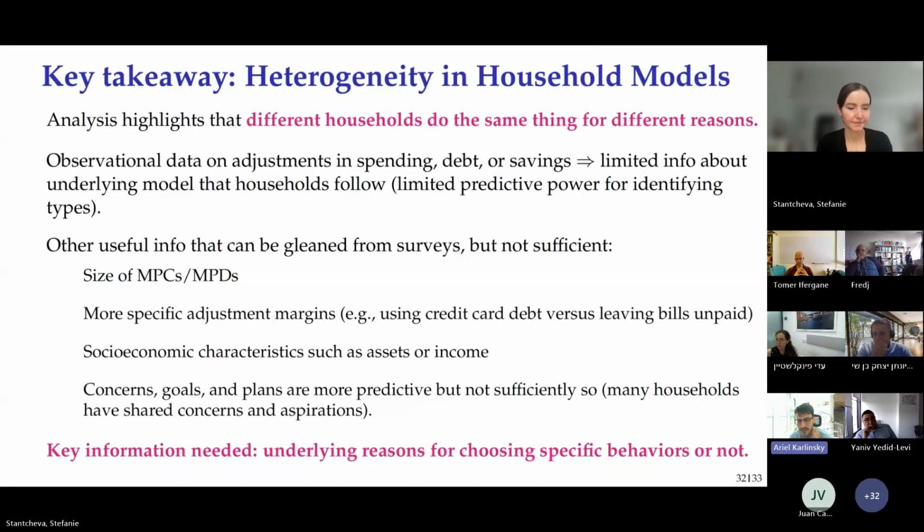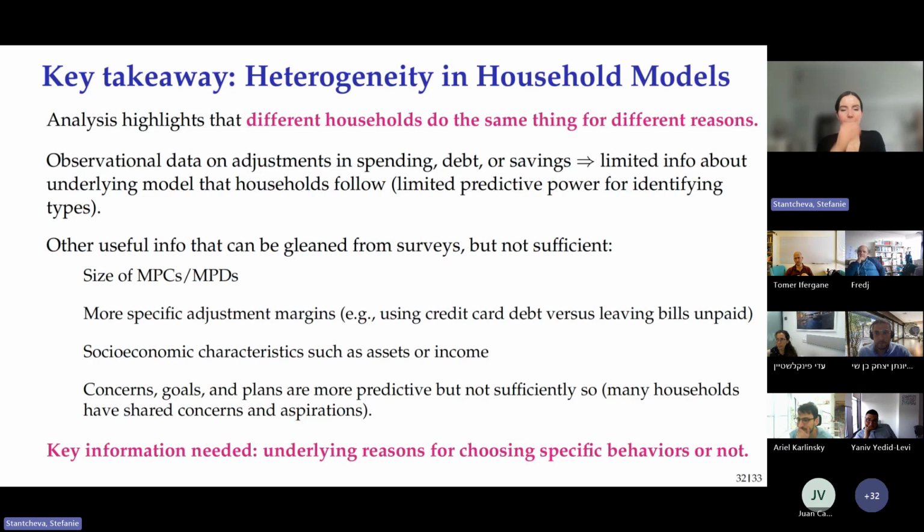I was wondering, are you familiar with Valerie Ramey's work on MPCs that don't really pass the sniff test in macroeconomic models? Yes, absolutely. In fact, it was one of the papers whose estimates we tried to match. Okay, so do you have anything to say about this sort of puzzle?